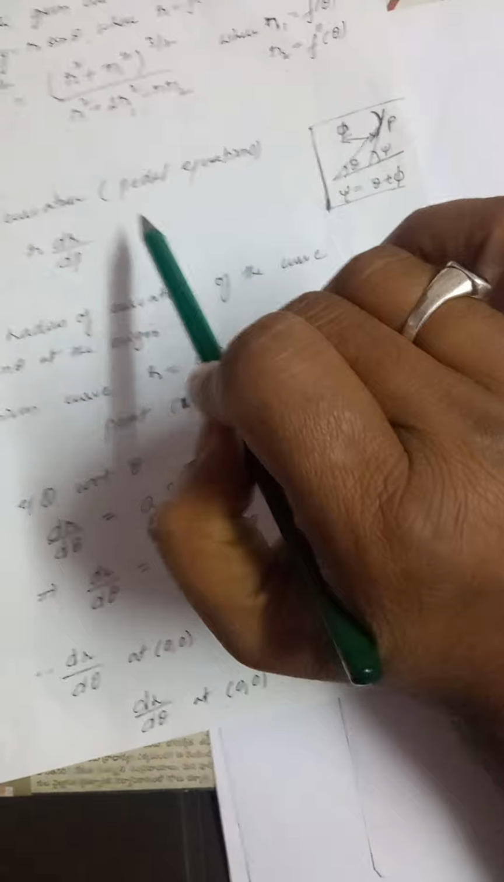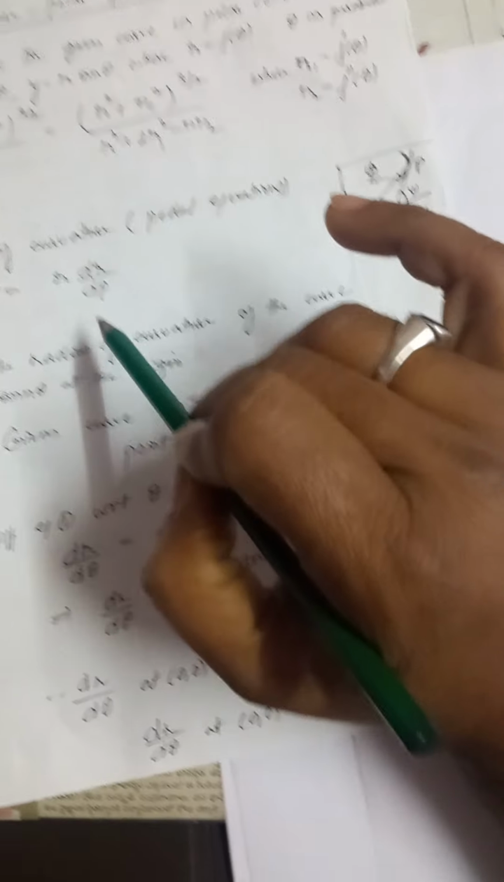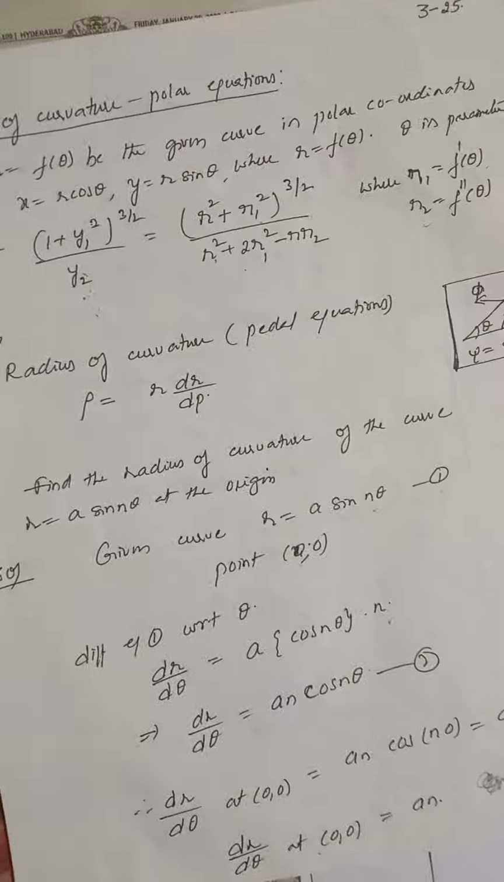Next, radius of curvature when pedal equations are given to you. Rho is equal to r into dr by dp. We will discuss this one later.